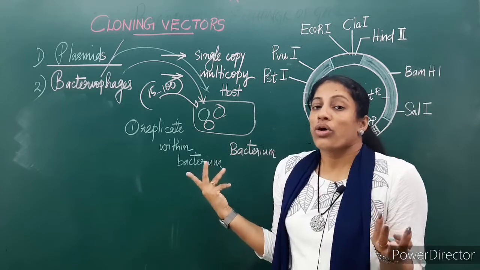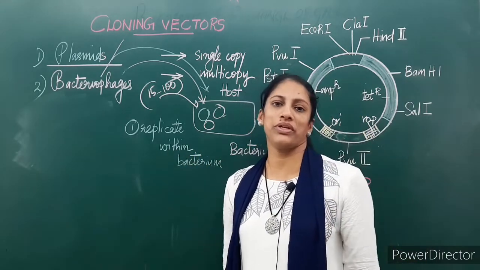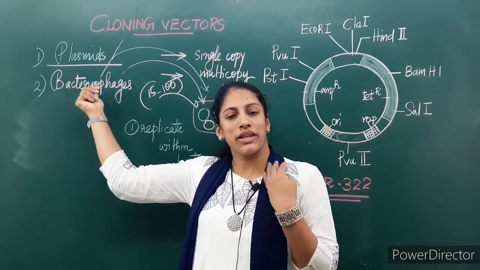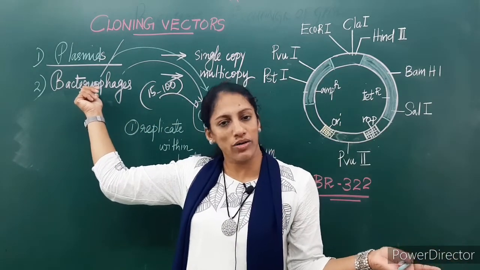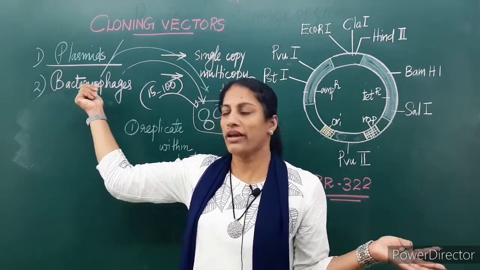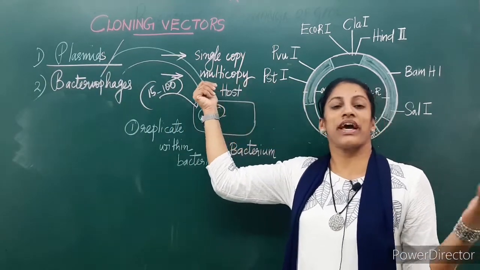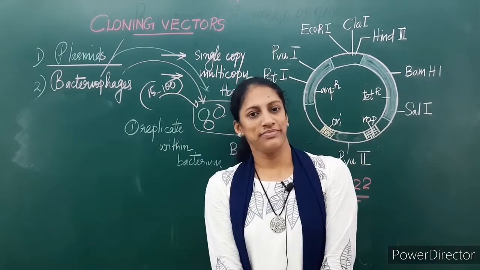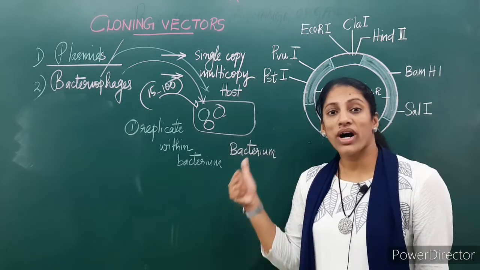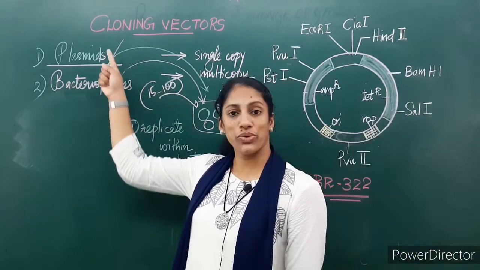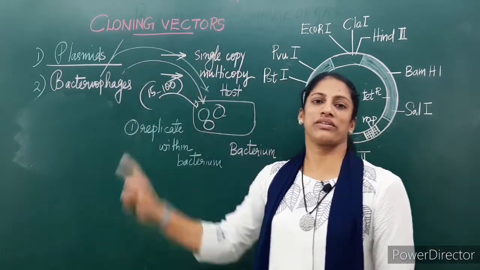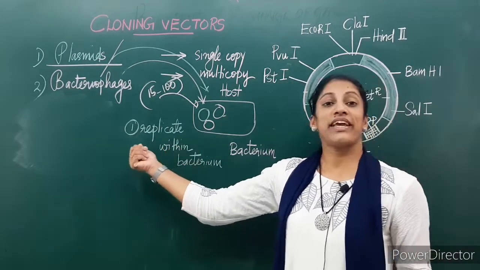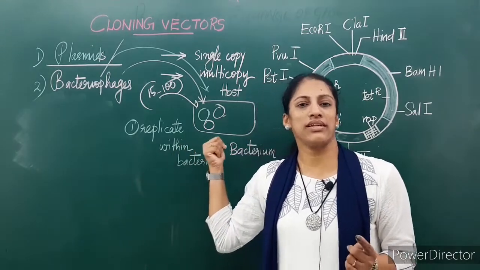When we take the copy number, how many copies can be produced inside the host cell? Bacteriophages can produce a number of copies inside the host cell. Similarly, multi-copy plasmids can also produce a number of copies within one host cell. Just keep in mind what quality makes these two fit as cloning vectors. The first and important property is what? It can replicate within the bacterial cell.